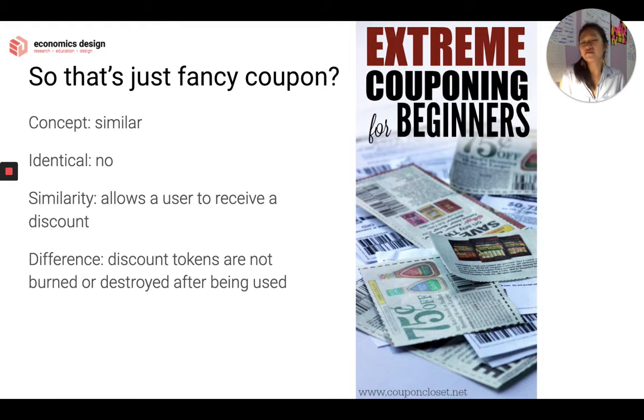So is it just a fancy coupon? Extreme couponing. The concept is quite similar, but is it identical? It's not identical. It's similar in that it allows users to receive a discount. So it's not just coupons, but it could be discount codes. It could be like your frequent flyer miles, where you get a discount on your purchase. It's similar because it allows users to get a discount. But the difference is that discount tokens are not destroyed. They're not burnt after they've been used. It's still in your possession.